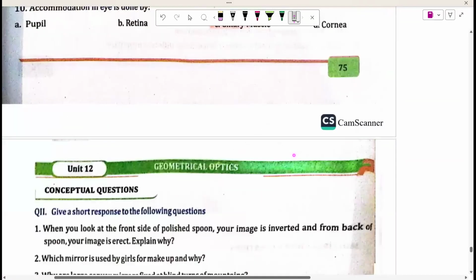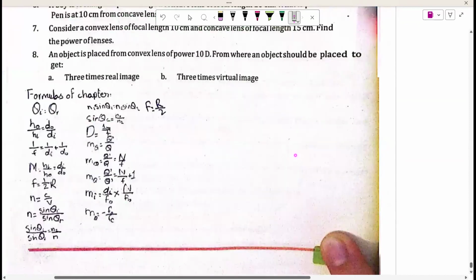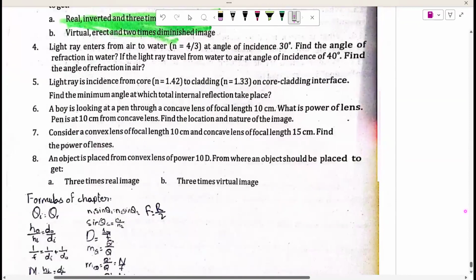Now let's jump to the numericals first. Most of the numericals are already solved.